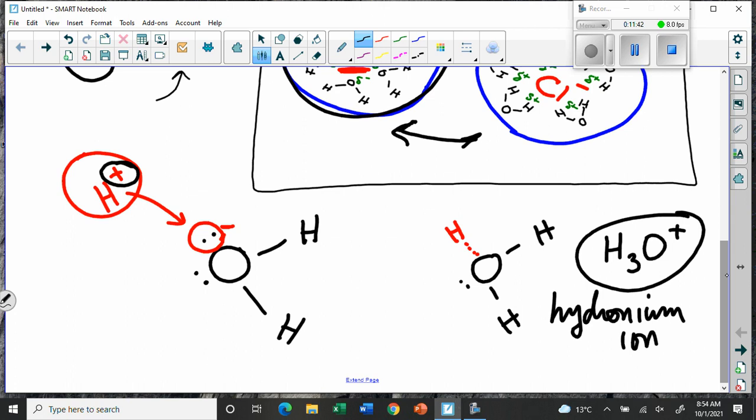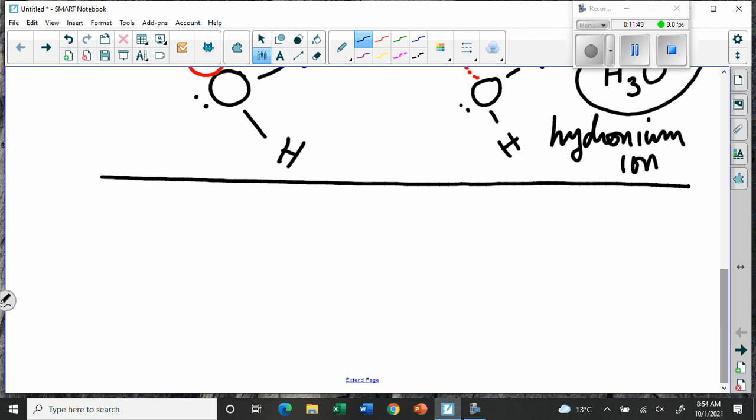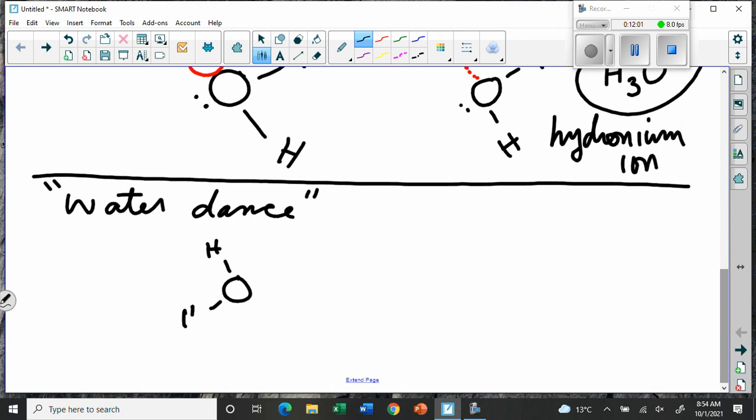Now, here's what I mean by the water dance. Let's say we have just pure water. I'm going to call this the water dance. Here's a water molecule happily doing its thing. Here's another water molecule that happens to float by. Because, of course, in the water there are many, right? Now, let's look right here.